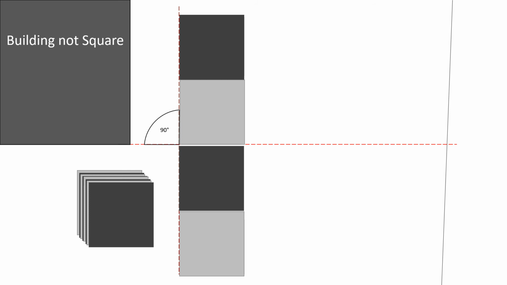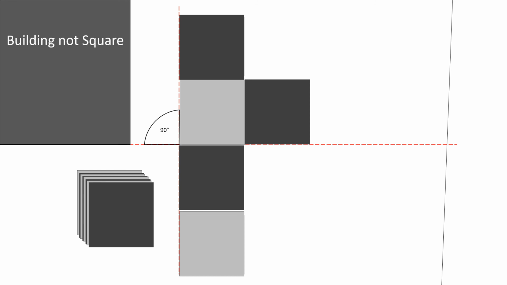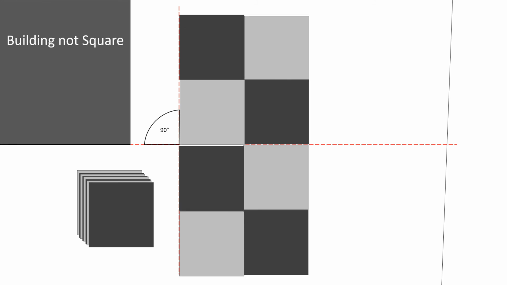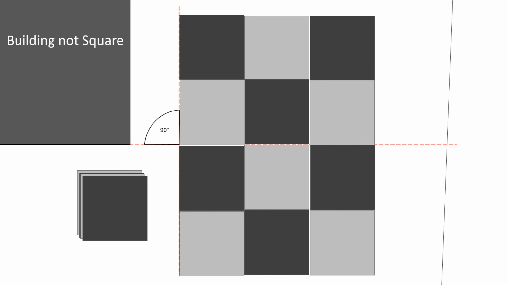All right, your first row is done. So we go back to the line and start the next row. Finish your second row. Finish your third row.